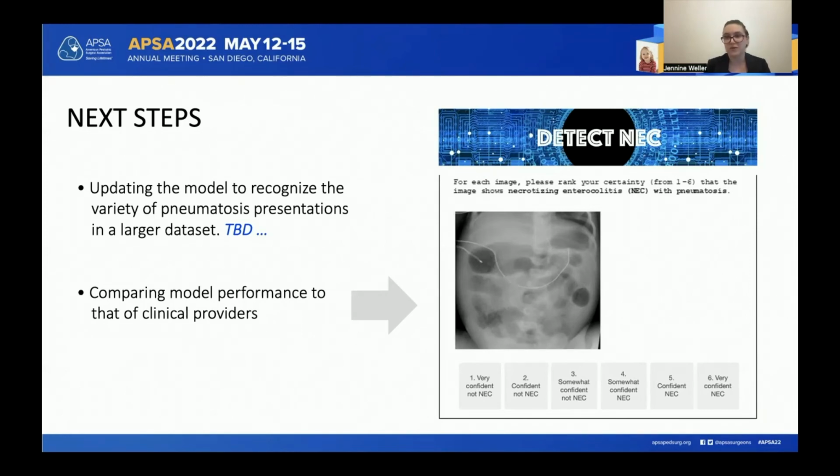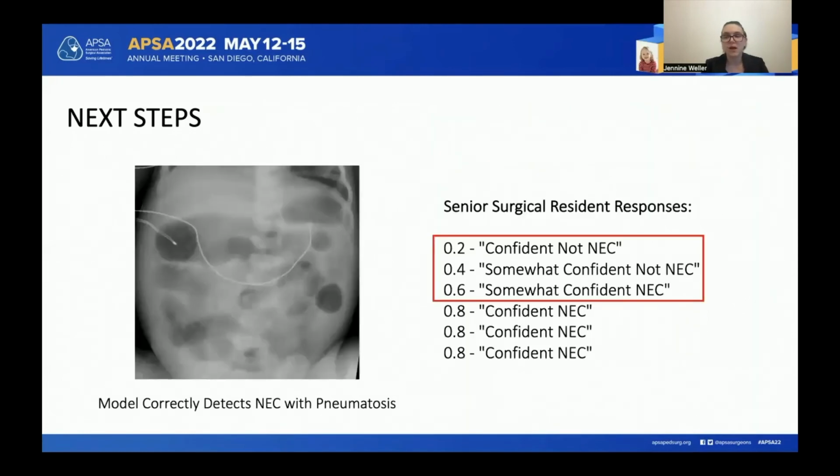So far, we've surveyed surgical residents, asking them to rank their confidence in diagnosing test set images. And we're seeing the model performs as well as surgical residents, and that surgical residents lack confidence in detecting NEC. This is an example of an image that the model correctly detected as having pneumatosis, but residents were less confident. This suggests that an image classifier may be helpful in clinical practice.